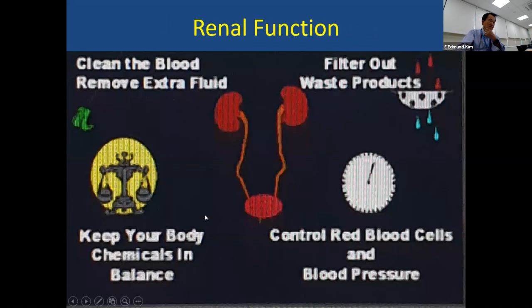So again, the kidneys remove certain waste products and also clean the blood, so it's like a dialysis function, and they help control red cells and also blood pressure.